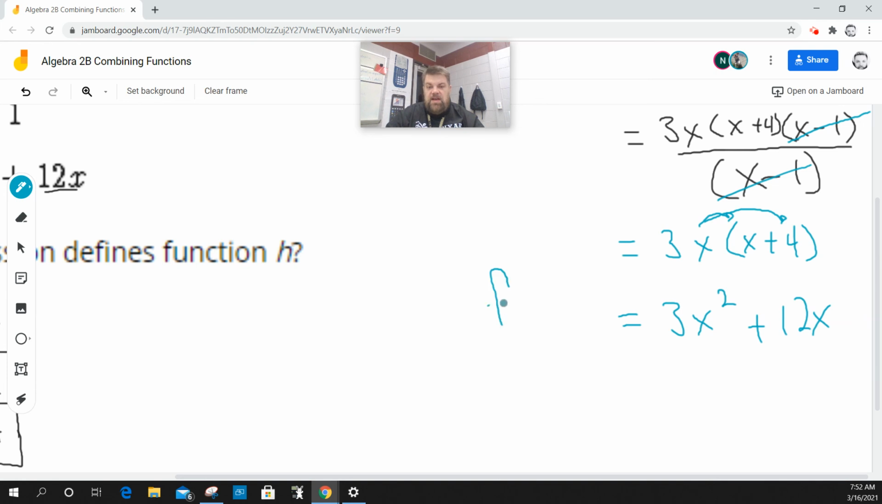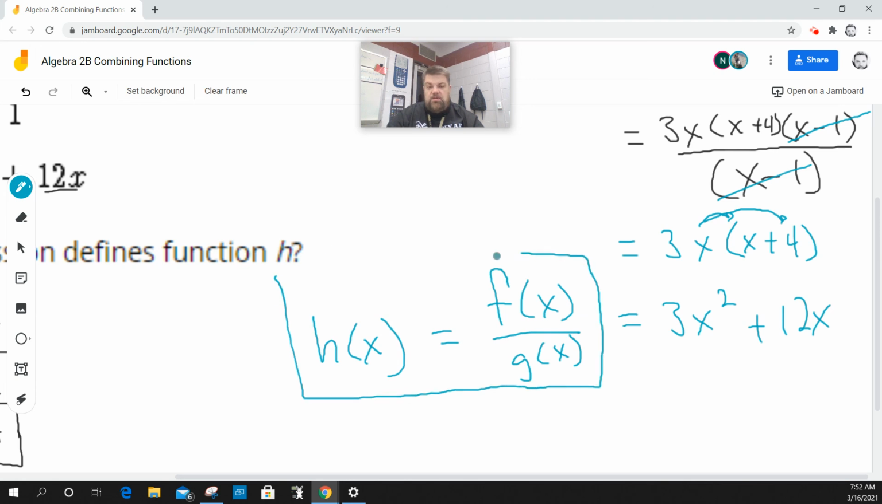So what did I find out? I found out that f of x divided by g of x is the same as h of x. So technically, this is the answer. H of x is equal to f of x divided by g of x. And that's it.